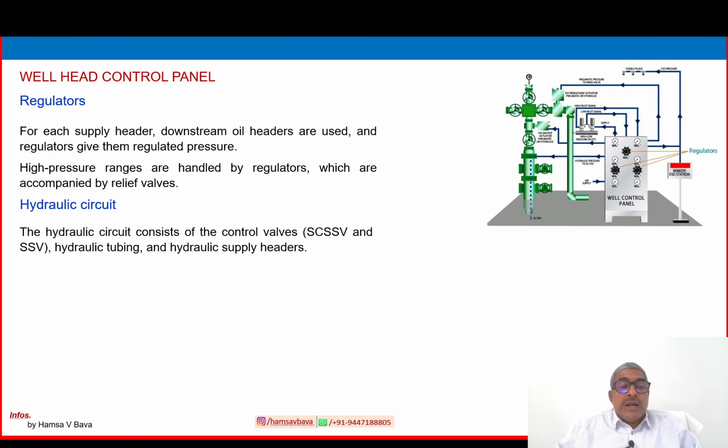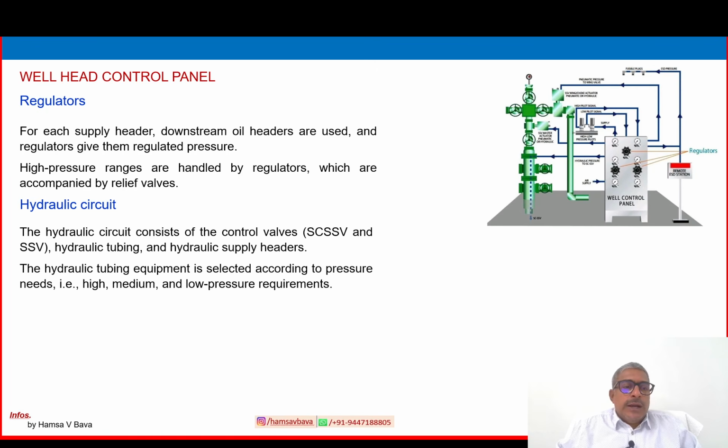The hydraulic circuit consists of a control valve, surface controlled subsurface safety valve, and surface safety valve, hydraulic tubing, and a hydraulic supply header. That is the entire circuit. The hydraulic tubing equipment is selected according to the pressure need, that is high, medium, and low pressure requirement. The circuit contains a check valve, an isolation valve, tube, and tube fitting.